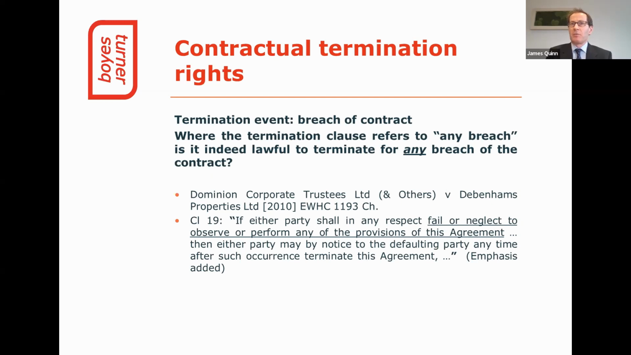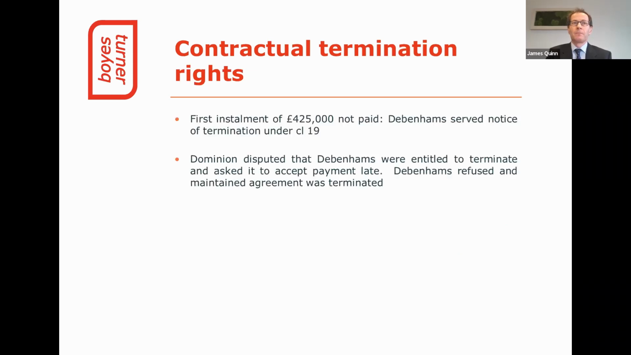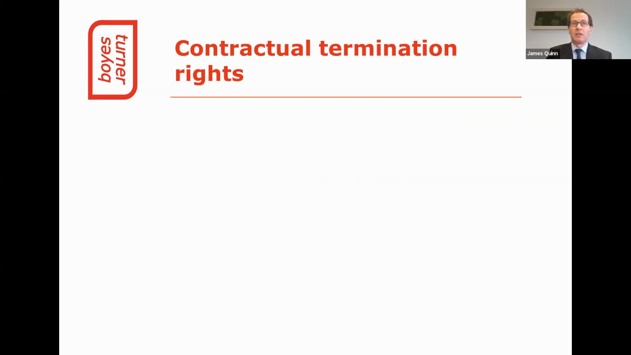Dominion was obliged to pay Debenhams £50,000 within 5 days of the agreement, a further £425,000 within 10 days of completion of certain works, and a further £425,000 within 10 days of the opening of the premises for permanent trade. The first £50,000 was paid. The first £425,000 was then not paid, following which Debenham served notice stating it was terminating the agreement under Clause 19. Dominion asked Debenhams to accept payment of the £425,000 late, but Debenhams refused and maintained that the agreement had been terminated.